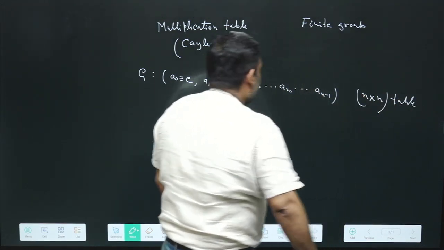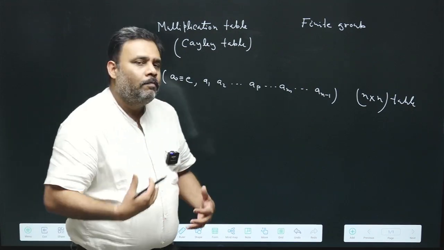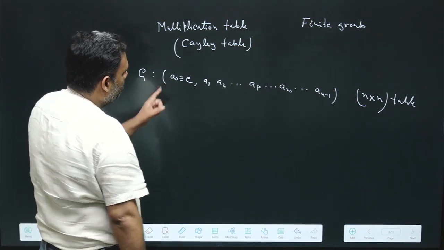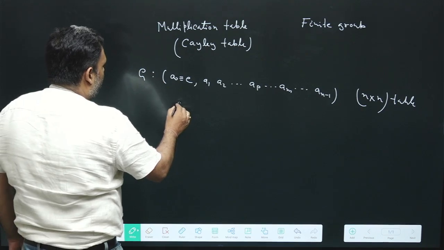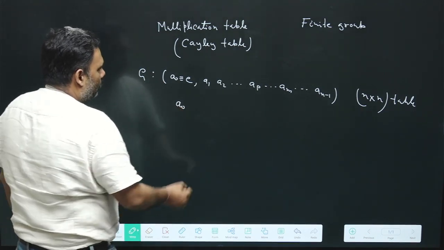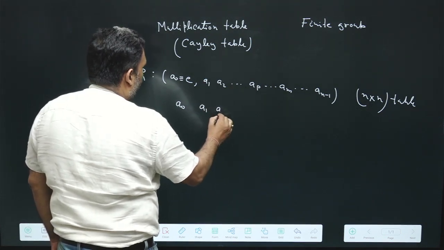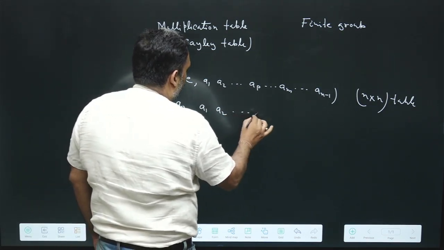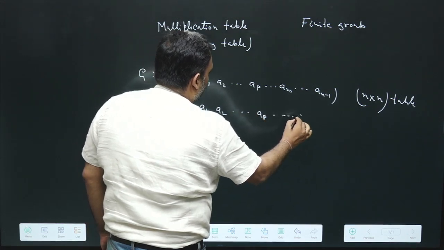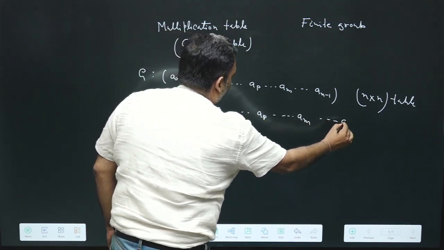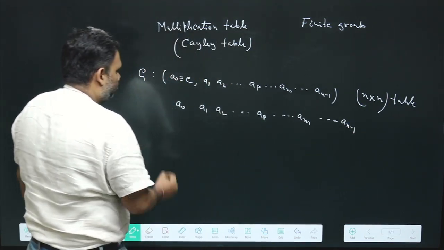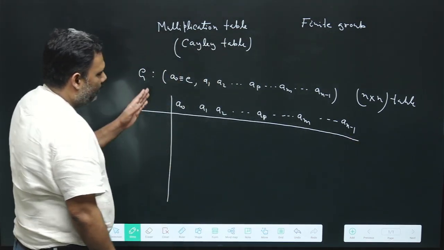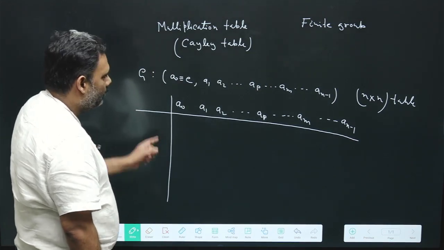That n cross n table follows some basic properties. So how do you create the table? First you start from the identity, here identified as a0. Then we have a1, then a2, and we arrange them in a row. Similarly we go to ap, then am, and finally a(n-1). And similarly we write the column in the same manner. The order must be the same.